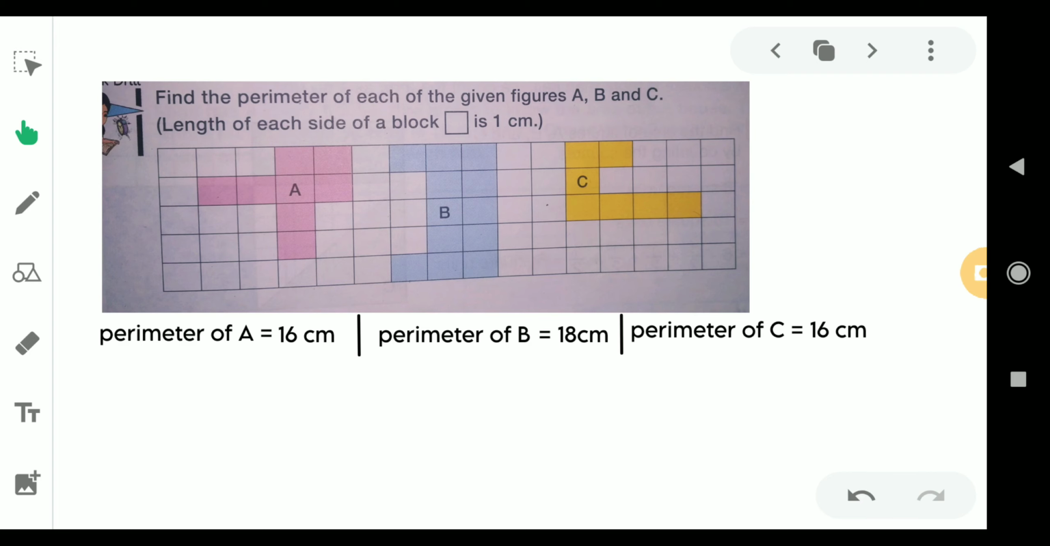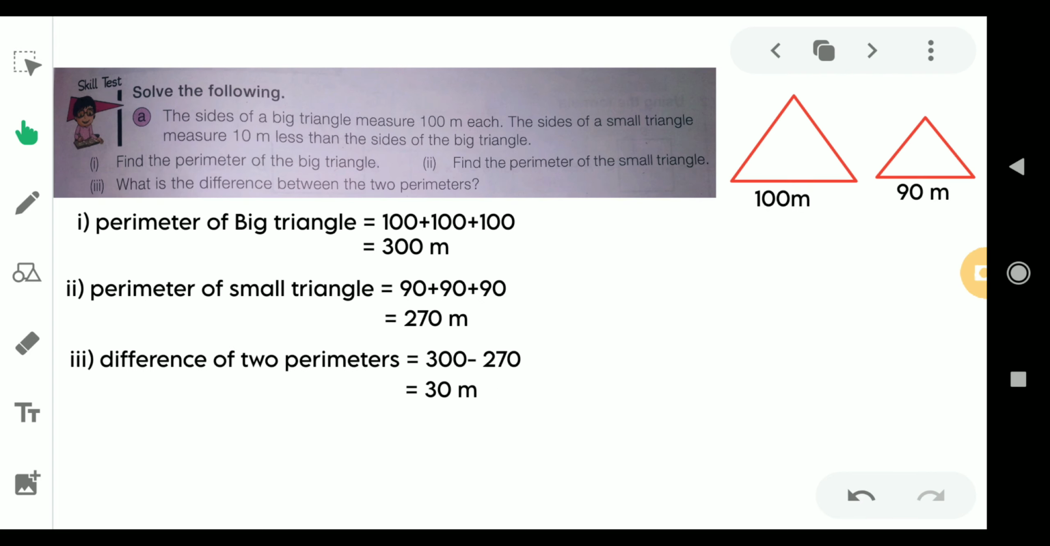centimeter. Let us move on to the next one, that is, solve the following. The sides of a big triangle measure 100 meter each, and the sides of the small triangle measure 10 meter less than the sides of the big triangle. So there are two triangles. The first one is the big triangle and the second one is the smaller triangle, and the length of each side of this big triangle is 100 meter, which means this is also 100 meter. The length of this side is also 100 meter, and the length of this side is also 100 meter.